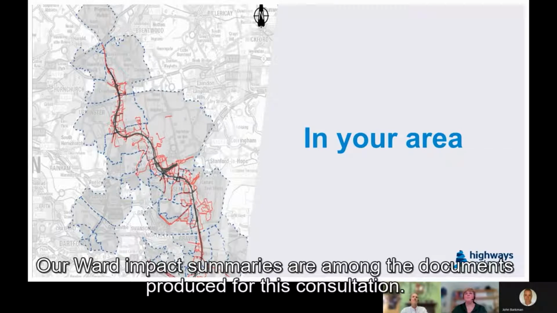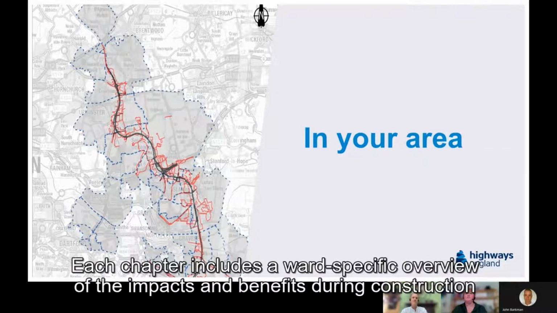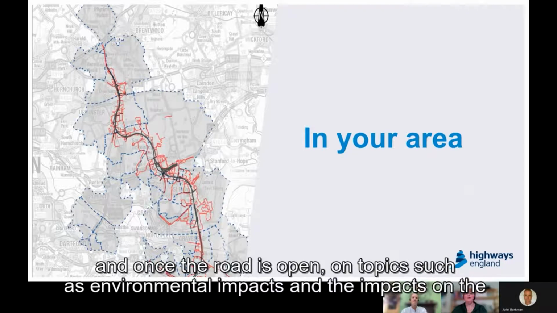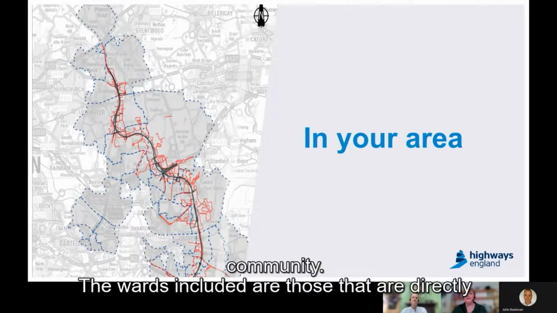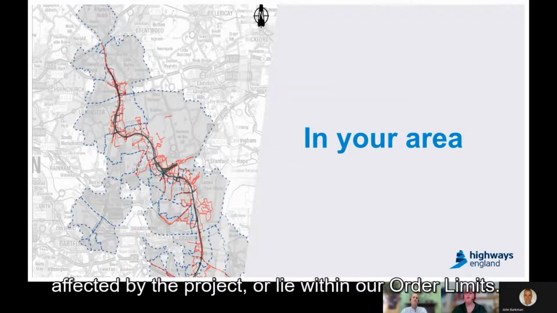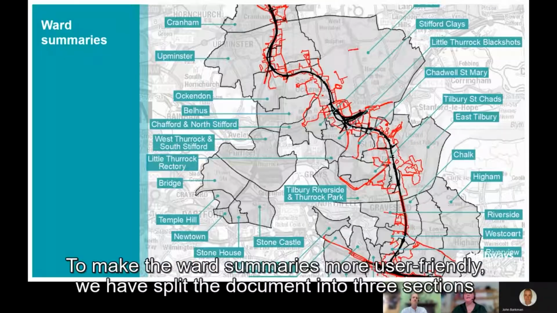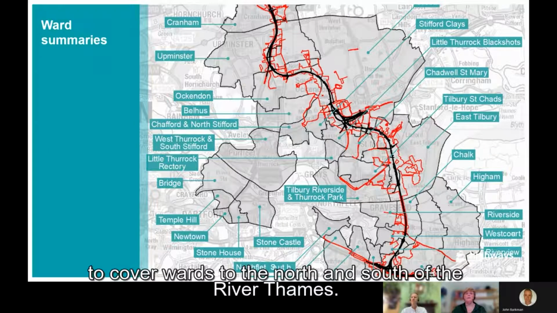Our ward impact summaries are among the documents produced for this consultation. Each chapter includes a ward-specific overview of the impacts and benefits during construction and once the road is open, on topics such as environmental impacts and the impacts on the community. The wards included are those that are directly affected by the project or lie within our order limits. To make the ward summaries more user-friendly, we have split the document into 3 sections to cover the wards to the north and south of the River Thames.